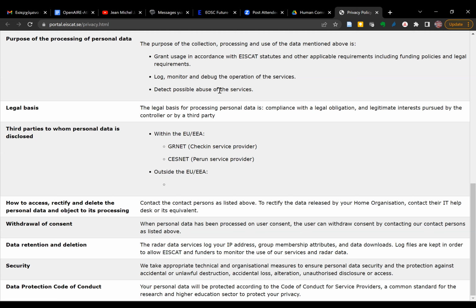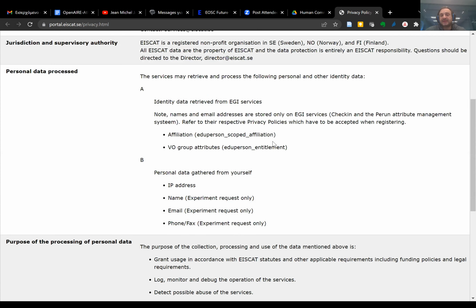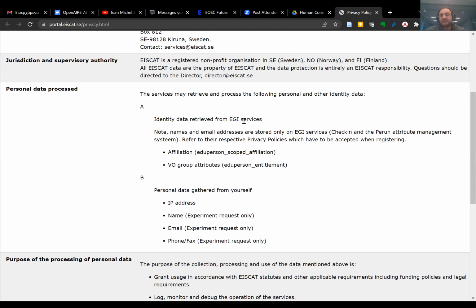They have to have some of their identity providers linked to the check-in AAI. True, but you're right that we use the check-in AAI to receive information rather than provide information. This is very important. So if we use that in order to receive information, it's not that we're disclosing, we're receiving. So they know here that there is a chance under A that we get from the EGI services. So we are covered here.